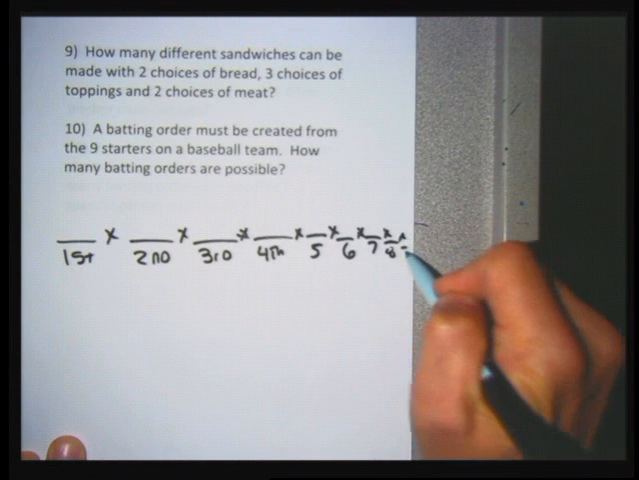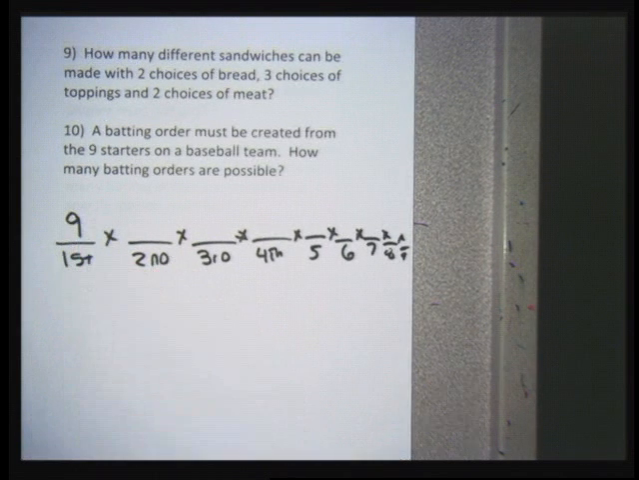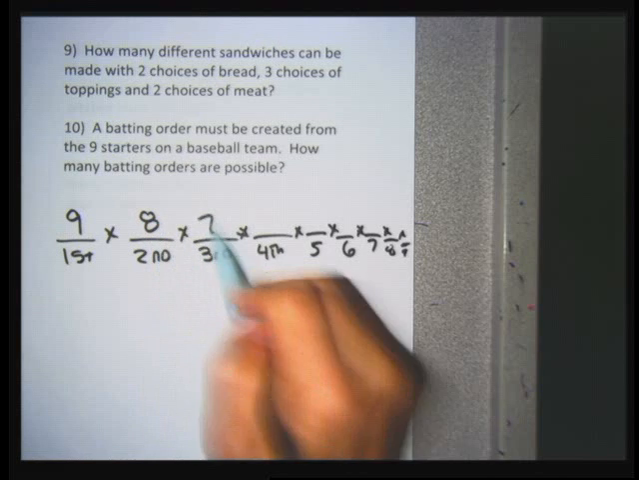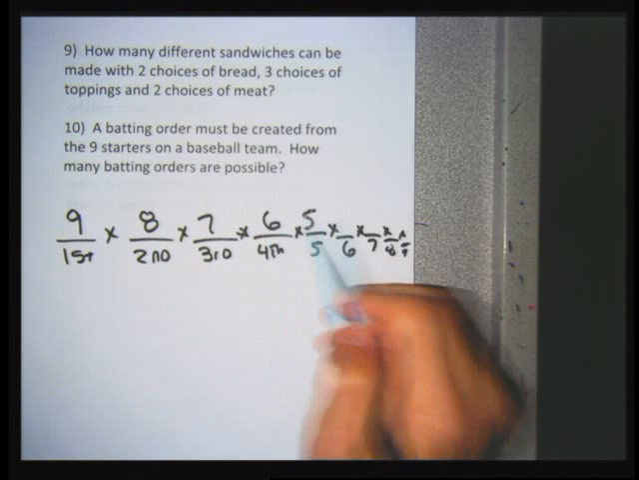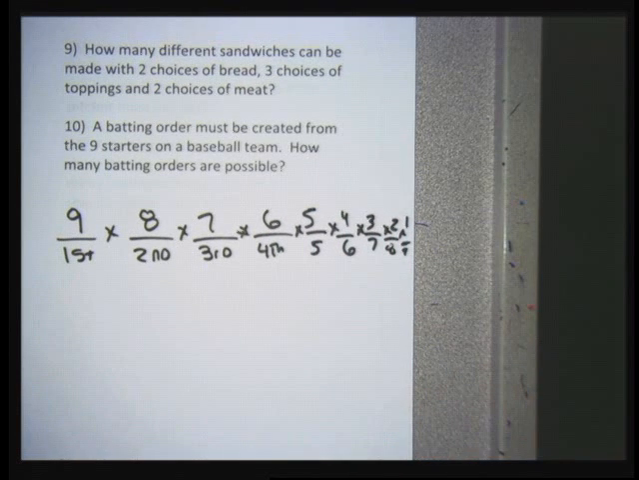So 9 people are starting for a baseball team, I need to make a batting order. If there's no restrictions whatsoever, there's 9 people that can bat first. Once somebody's batted, they can't bat again in the order until their spot comes around again. So I need to decrement down 1 each time. There's going to be 1 fewer person to bat in each subsequent position.